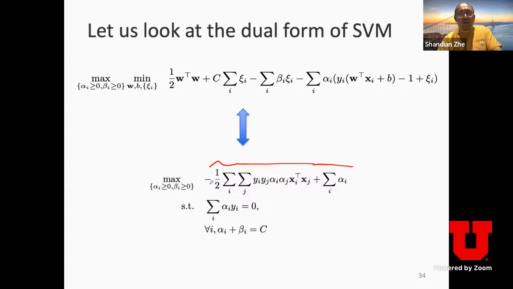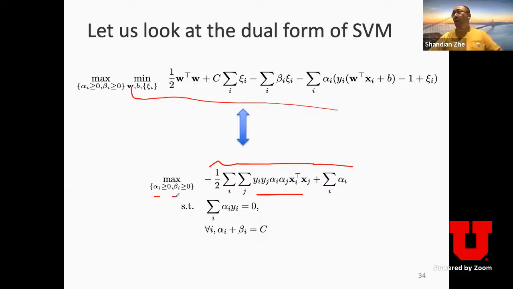In this new objective, you get a quadratic form. You just multiply every pair of combination of y_i, y_j, and alpha_i, alpha_j, and the dot product between the feature vectors x_i and x_j, plus the summation over alpha_i's. So this is the optimal result of the inner minimization. Then the only thing left is to maximize this in the outer level with respect to the Lagrange multipliers alpha_i's, betas.